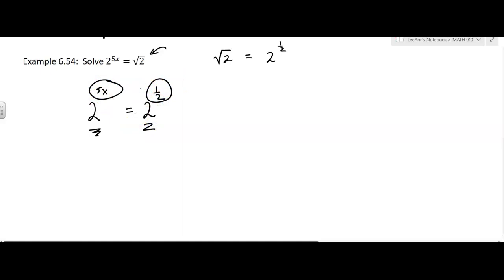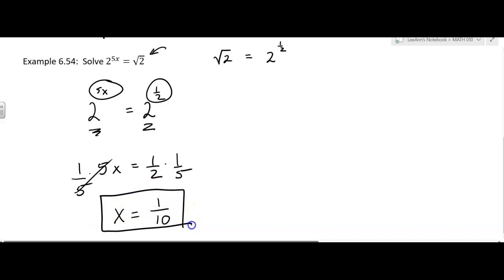Well, now the bases are the same, so you can pop out those exponents and set them equal to each other. 5x equals 1/2. So how will we solve this? Well, I would multiply by 1/5 on both sides because of the fractions. You're dividing by 5, but it might be easier to write it that way. And we get x equals 1 over 10. And we have solved it. Okay.